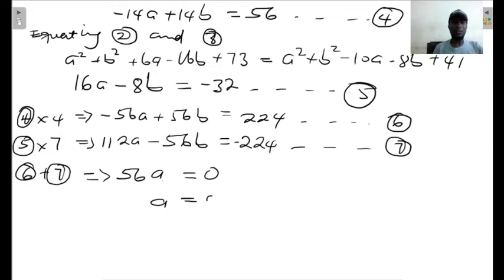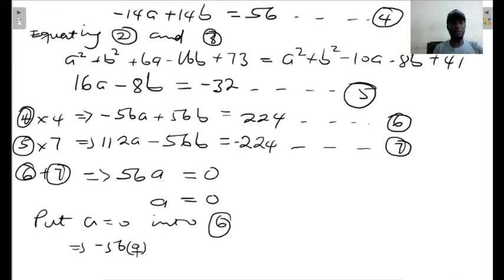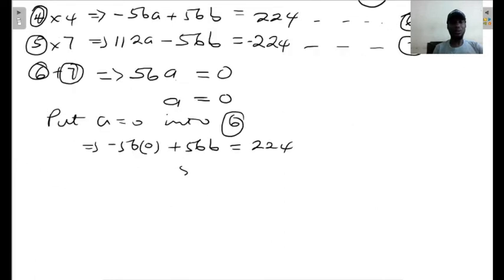We divide through both sides by 56. Our a equals 0. And we put a equals 0 into equation 6. It can be into equation 7 as well. So equation 6 now becomes negative 56, our a is 0 plus 56b equals 224. 56b will be equal to 224, and our b will be equal to 4.